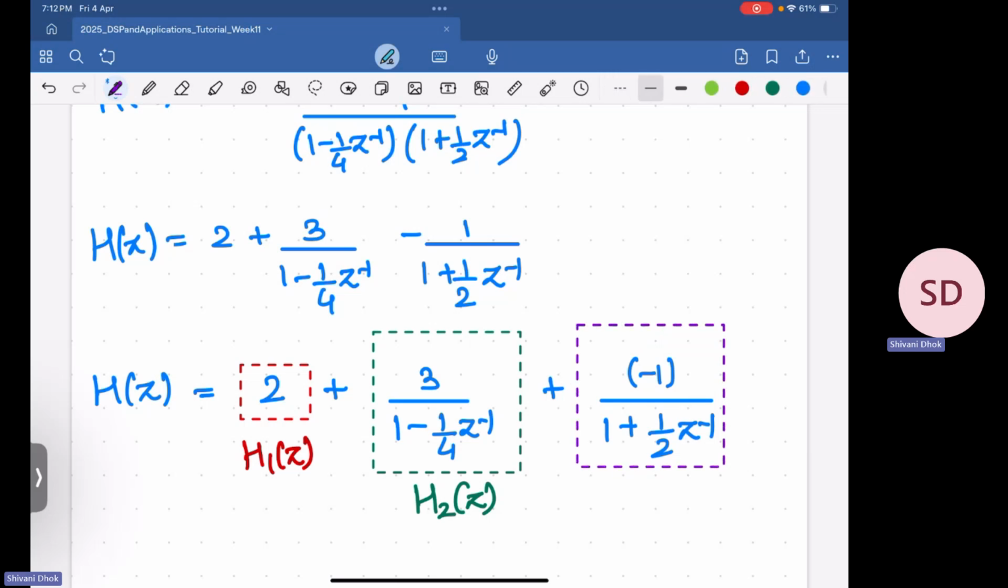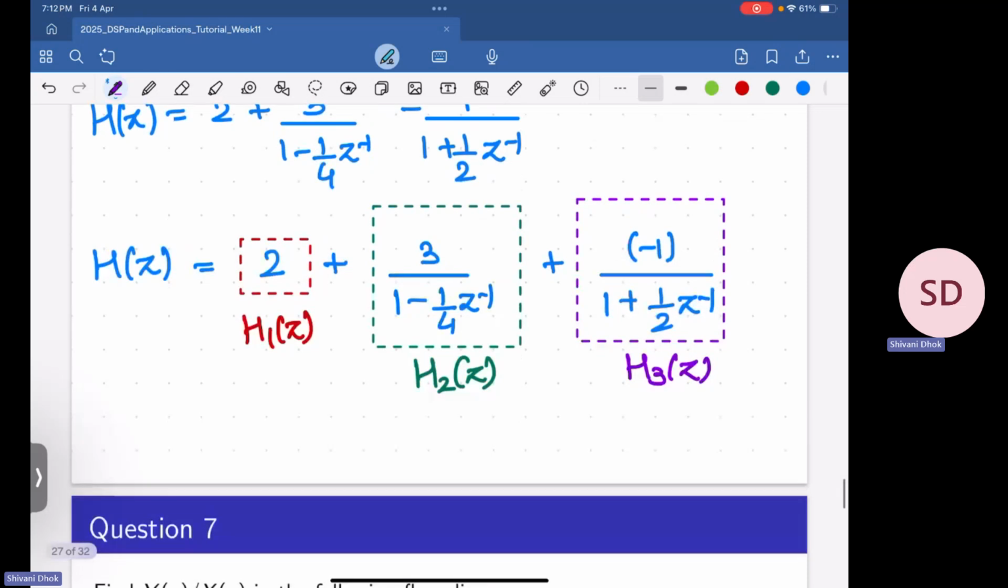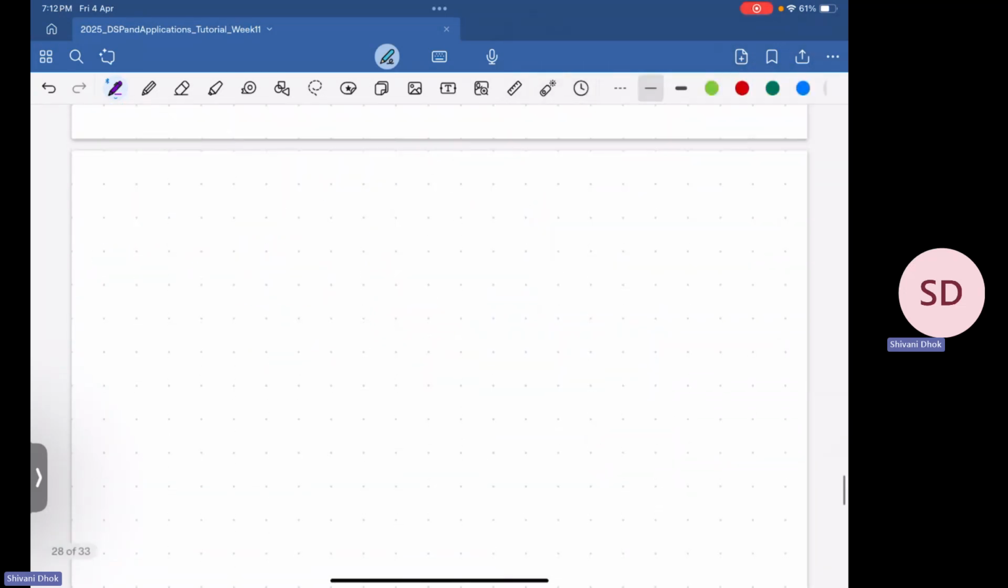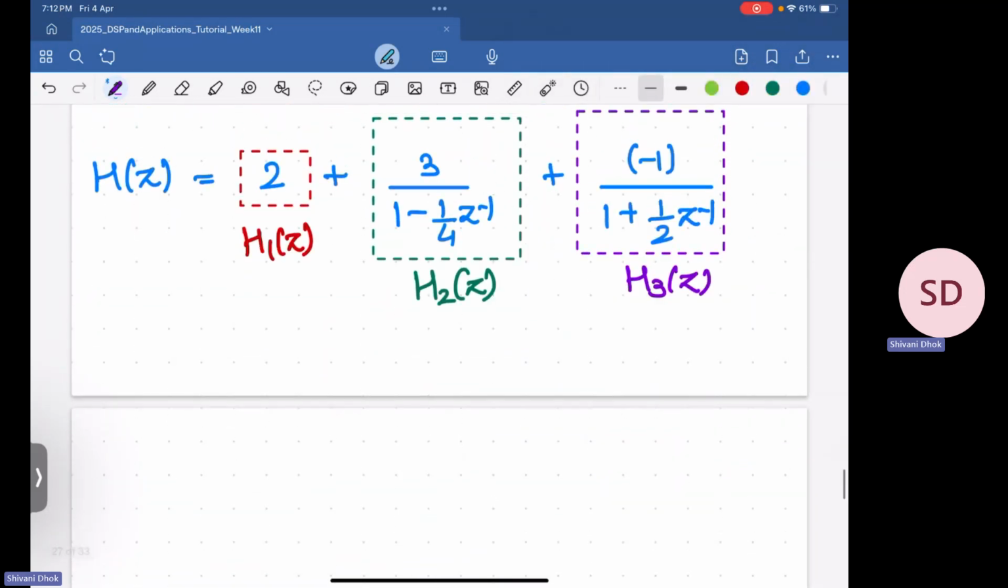And this I can say is my h3 of z. So my h of z is basically h1 of z plus h2 of z plus h3 of z. Is it clear till this point? Now what we will do? We will realize this one by one. So we'll use this equation to realize this one by one.